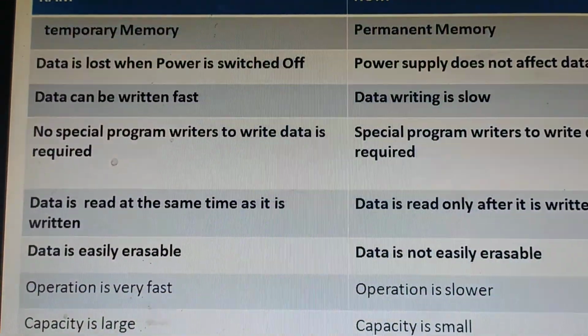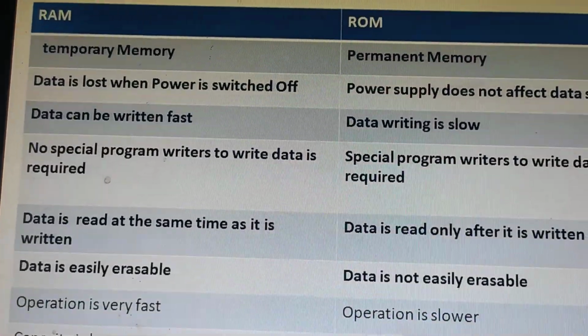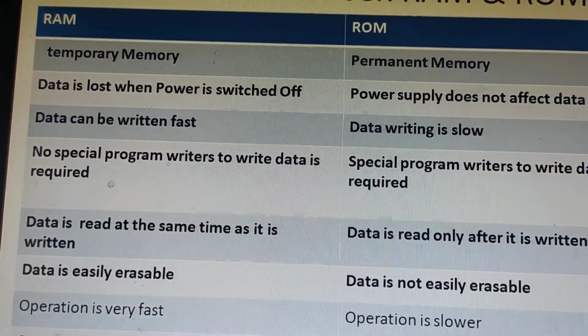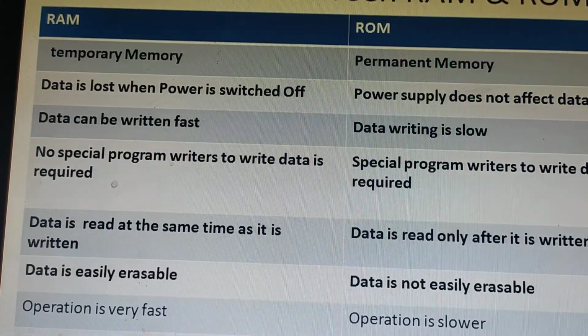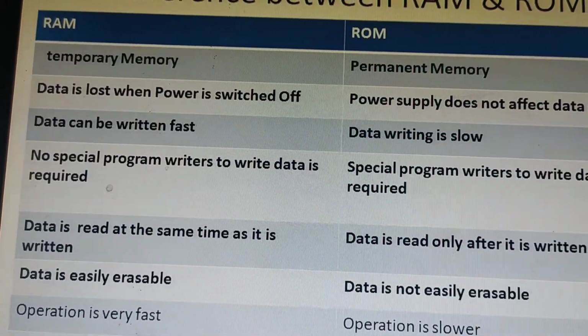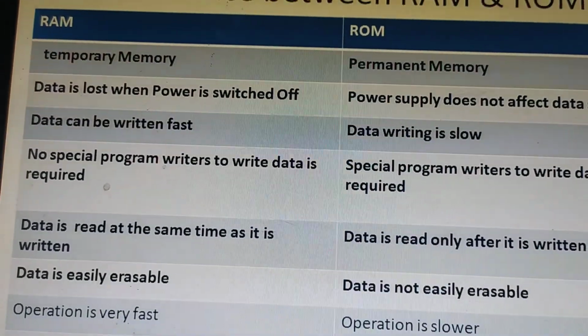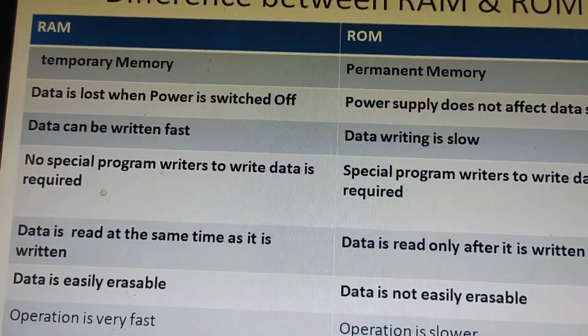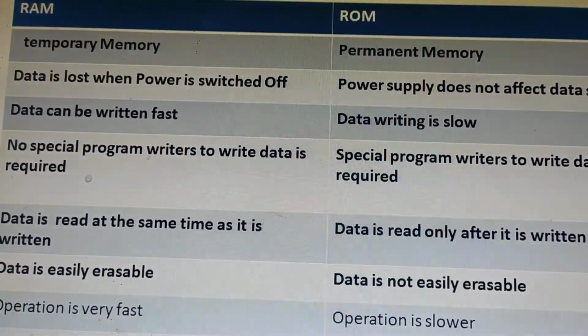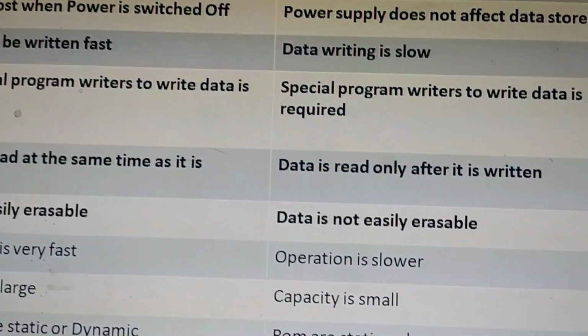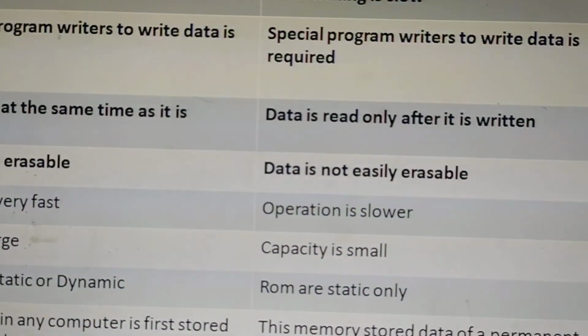In RAM, just press the delete button on the keyboard and the data is erasable. The data is easily erasable. But in ROM, to erase is difficult, to rewrite is very difficult, to write is also difficult. Data is not easily erasable in case of ROM.